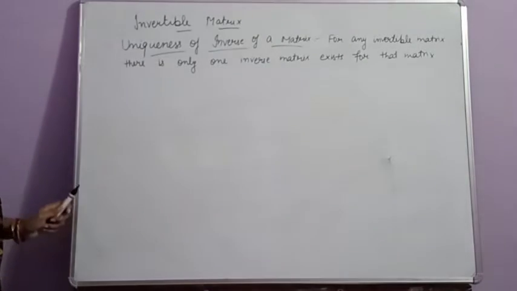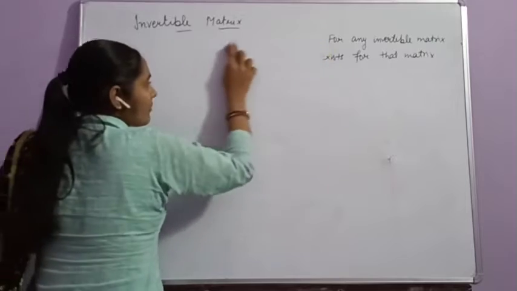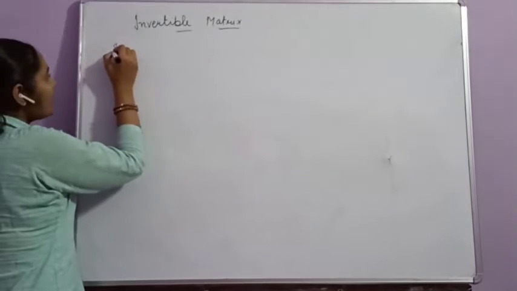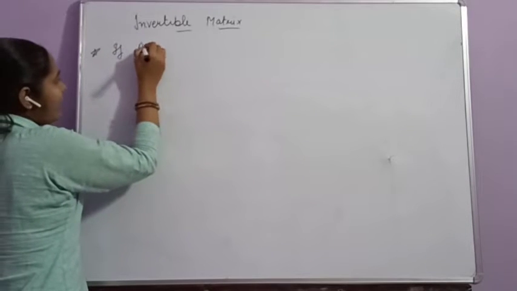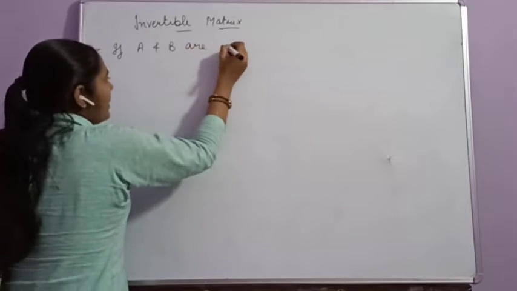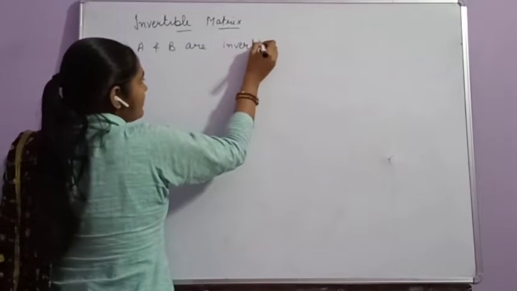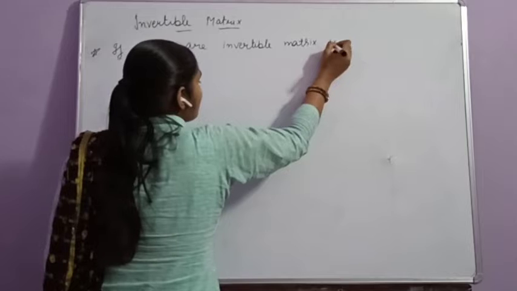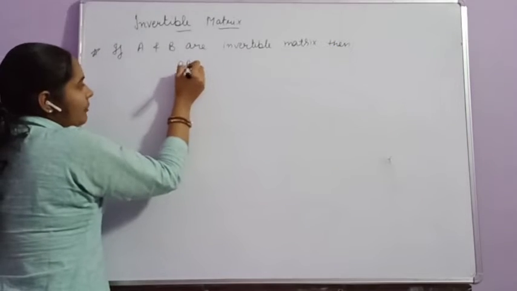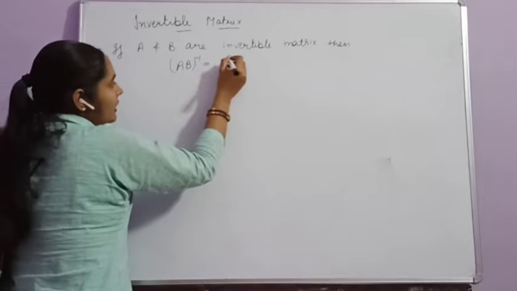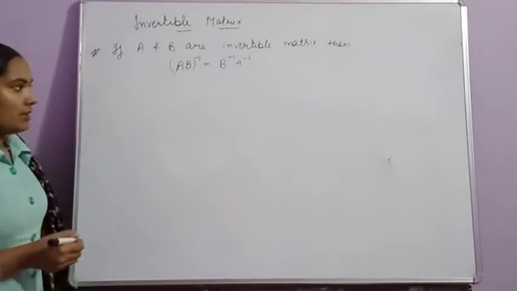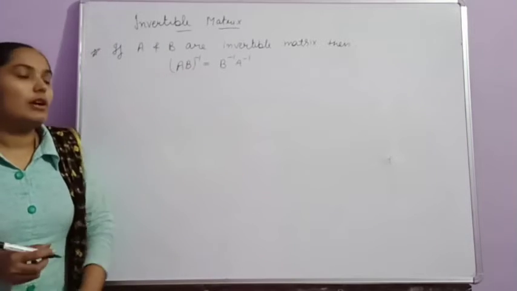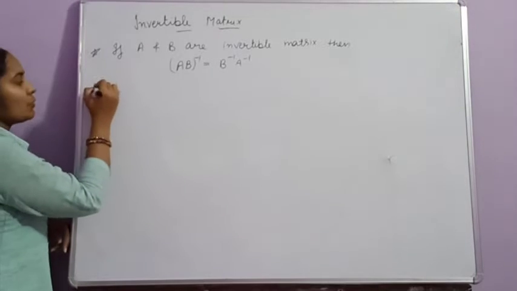Next property, if A and B are invertible matrices, then (AB) inverse is equal to B inverse A inverse. The product AB will give us a matrix, and its inverse is equal to B inverse A inverse. Now its proof.